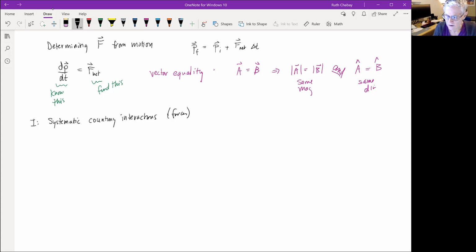And the second part is going to be finding dp dt from what we know about motion. So this is basically the right-hand side of this equation. That's the F net piece, and this is the left-hand side. This is the dp dt piece.